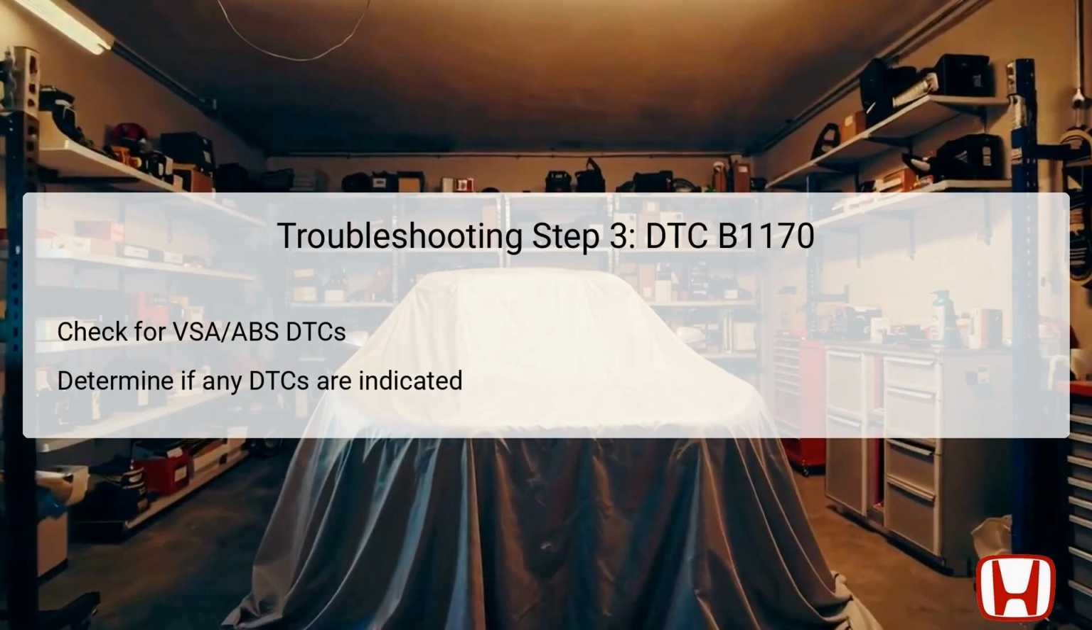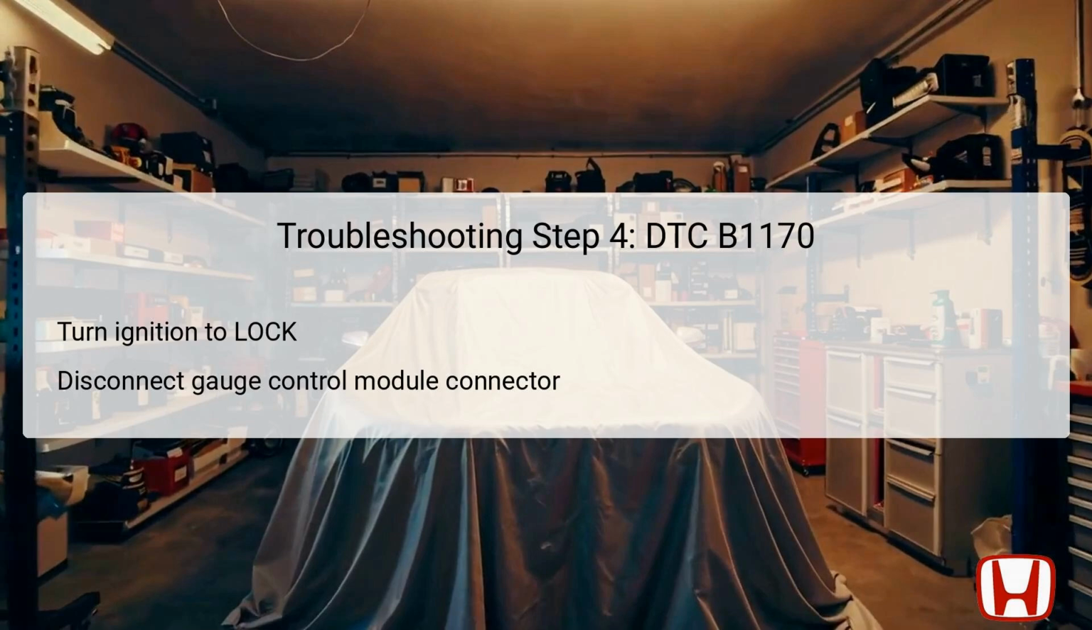Following the specific codes indicated could lead to the identification of related issues or further clarify the communication problem at hand. If there are no other DTCs, the technician will proceed to the next step to delve deeper into the troubleshooting process. The fourth troubleshooting step begins by turning the ignition switch to lock again.